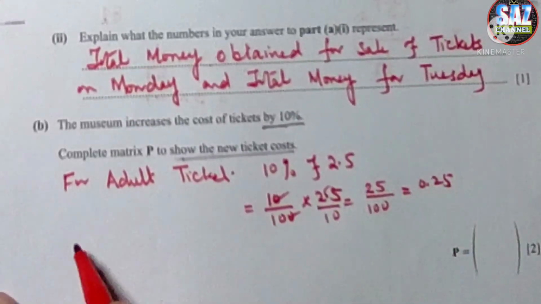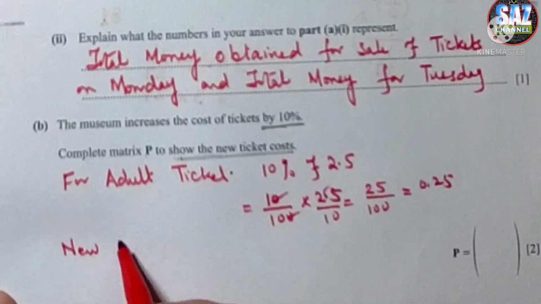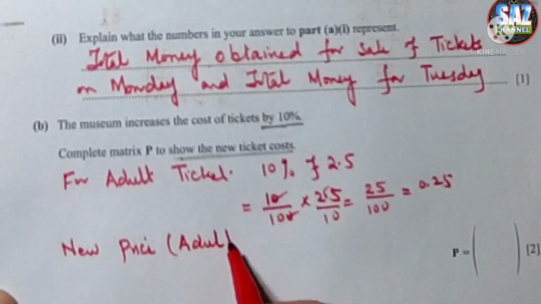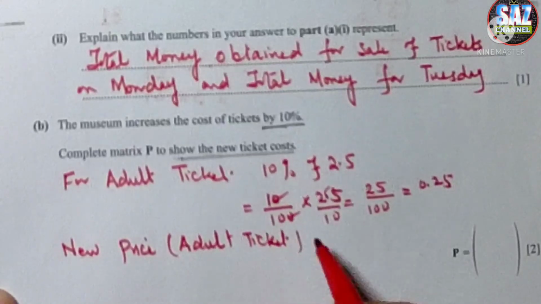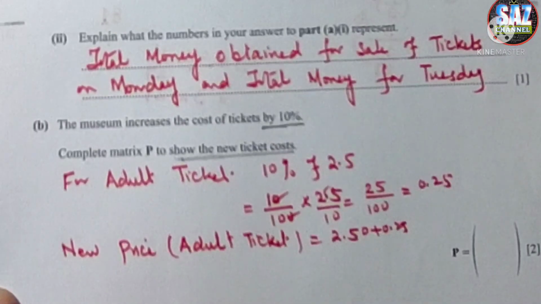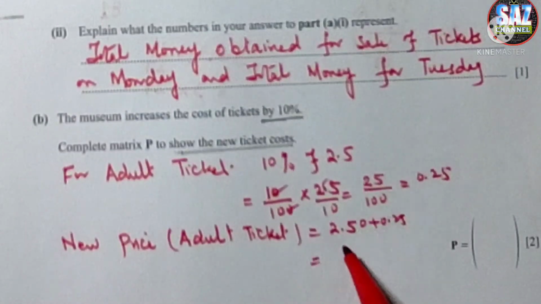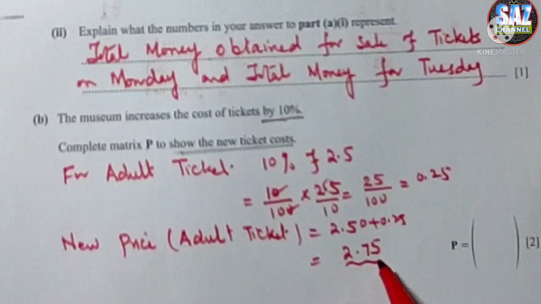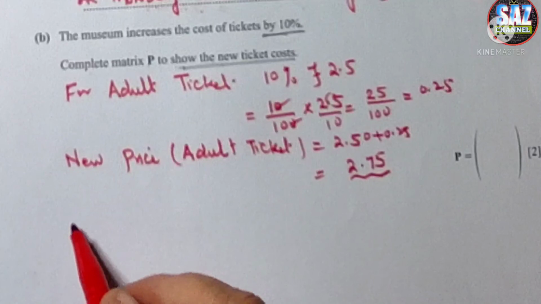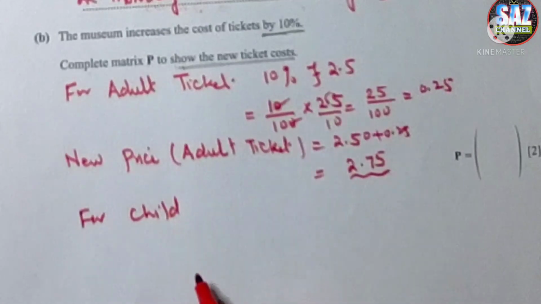So the new price for the adult ticket will be equal to 2.50 plus 0.25. So 50 plus 25 is 75, so it will become 2.75.